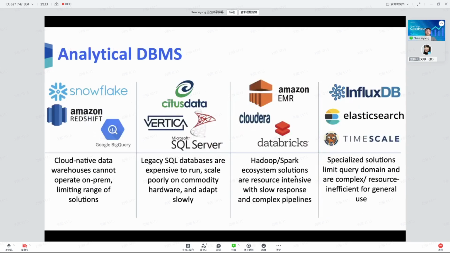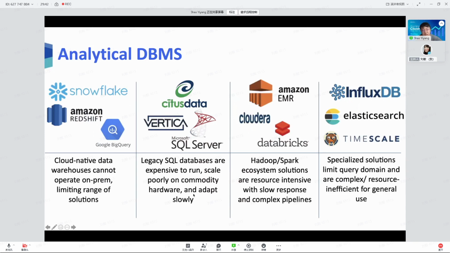So besides these two or three main categories, we have a lot of products and business solutions in the market. Some of them are hosted in the cloud, like Redshift, BigQuery, Snowflake. They're easy to use and easy to get hands-on, but they are cloud dependent, and sometimes they cannot fulfill on-prem requirements. And we also have legacy databases, like MySQL.